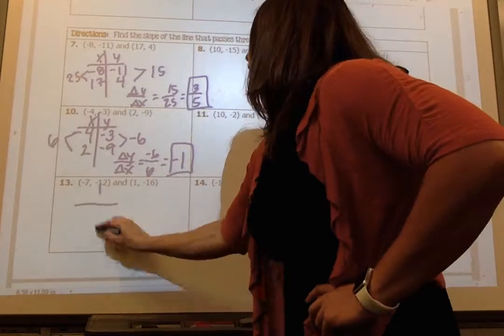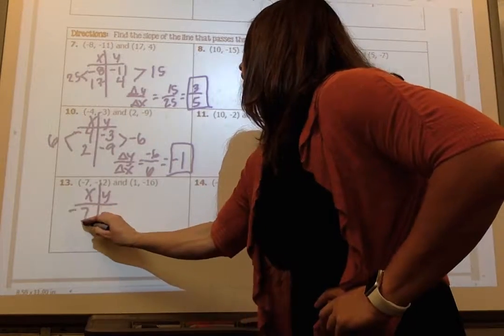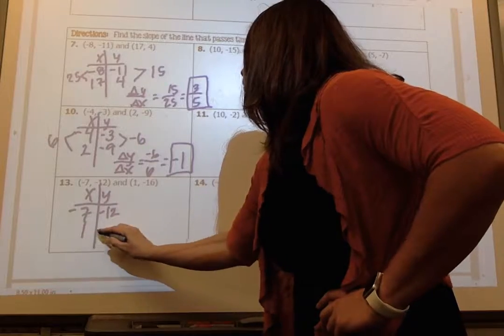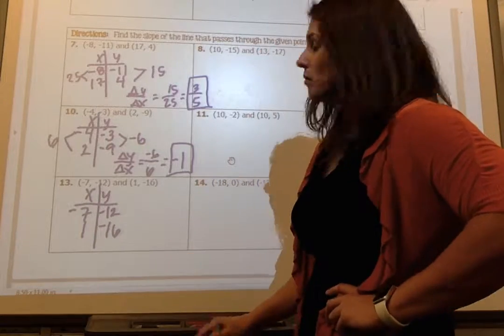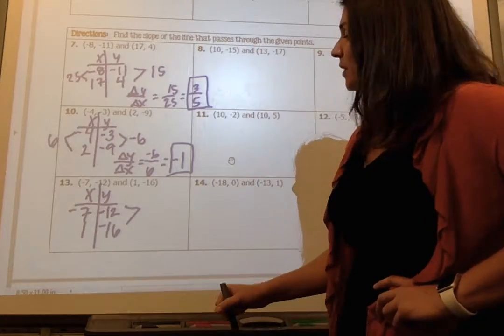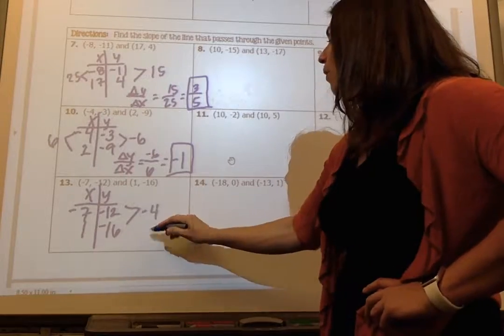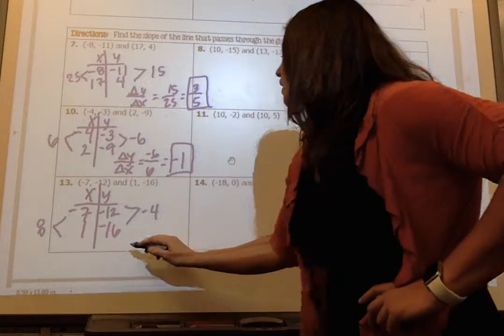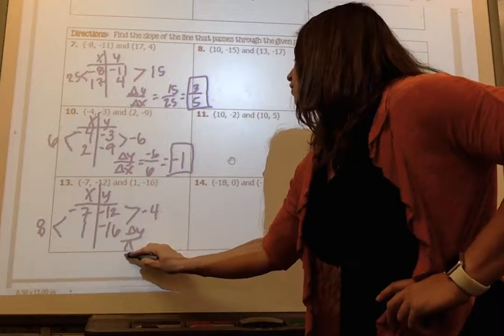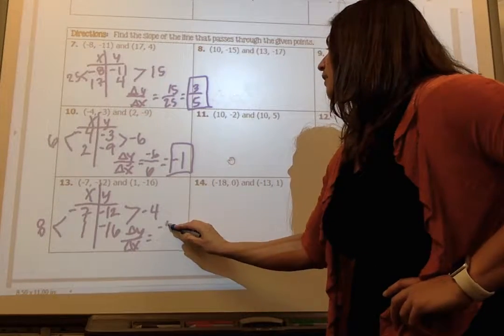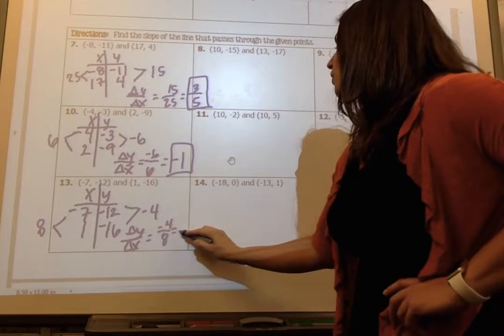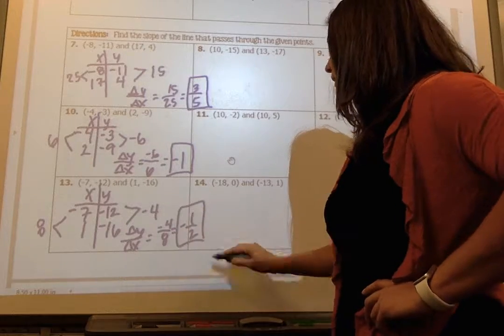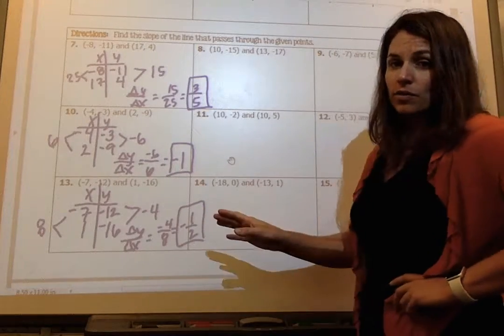Number 13, again, set it up as a table, and I get negative 7, negative 12, 1, and negative 16. How do I get from negative 12 to negative 16? I'm going to subtract 4. How do I get from negative 7 to 1? I'm going to add 8. So my change in y over change in x is negative 4 over 8, which reduces to negative 1/2. So that is how I'm getting those answers.